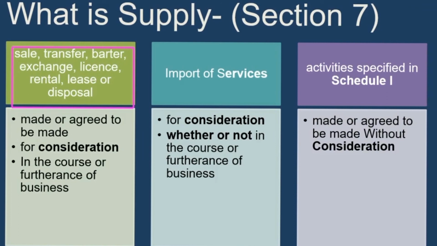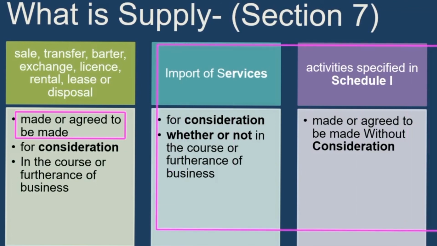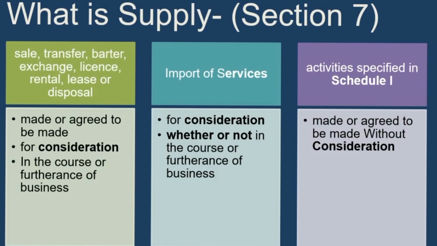Before we move to the third category, just a quick look once again at this chart, and a recap. The third activity, specified in Schedule 1, will be without consideration. We are going to discuss that. The second thing: the first category lists all types of transactions like sale, transfer, barter, etc., and these are in the course of business, whereas import of service may or may not be in the course of business. There is a difference. And the third thing, which is very important: over here, made or agreed to be made, that is, even the advance received for the supply made in future is also covered, but this is not covered in the remaining two. It is just for our quick comparison of the three cases.